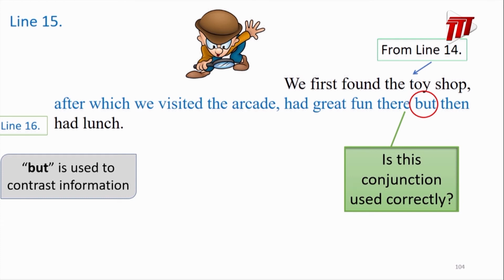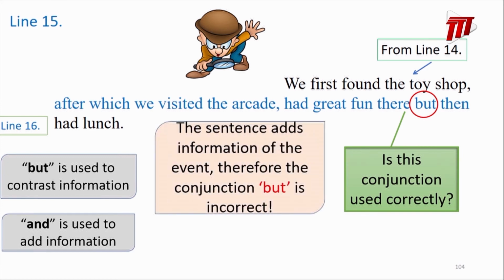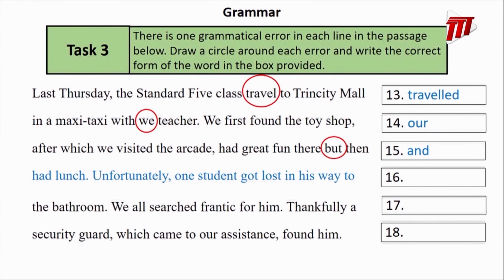Yes, "but" is used to contrast information, and we said this before, all right? We use "and" to add information, right? So the sentence adds information of the events that are taking place, therefore the conjunction "but" is incorrect. And you would have seen that your own self, all right? So "but" would be circled and is the one that we have to replace. So we circle "but" and we write "and." Let's examine number 16. Had great fun there and then had lunch.